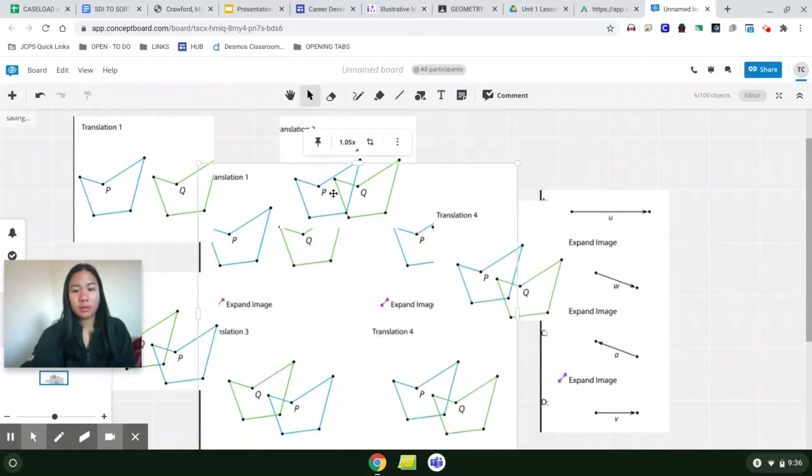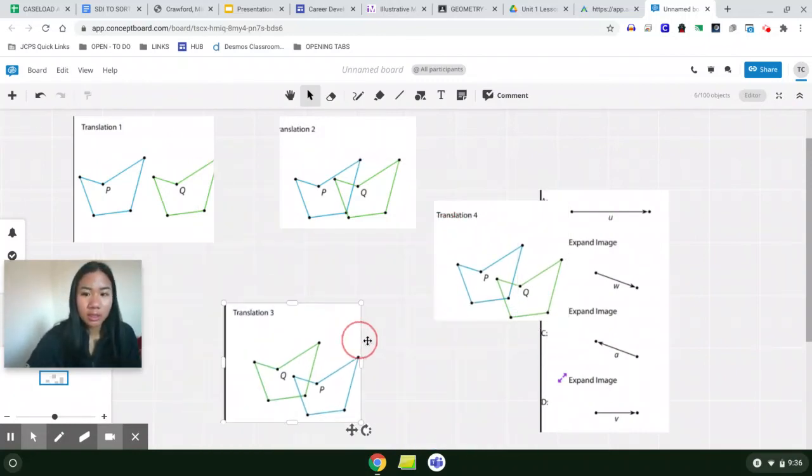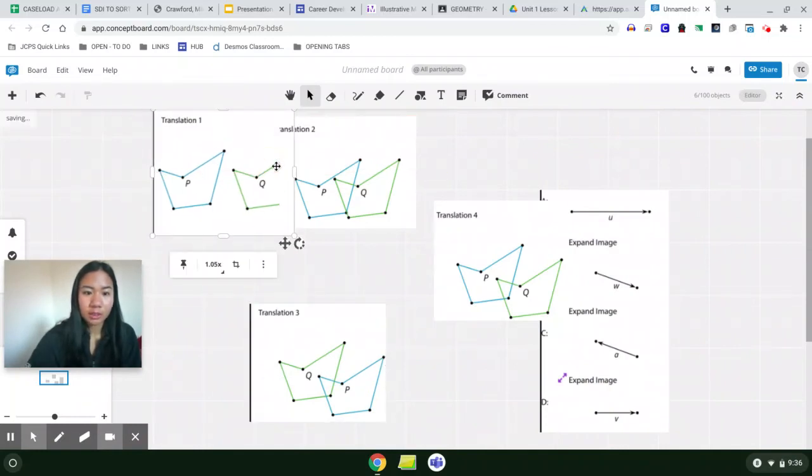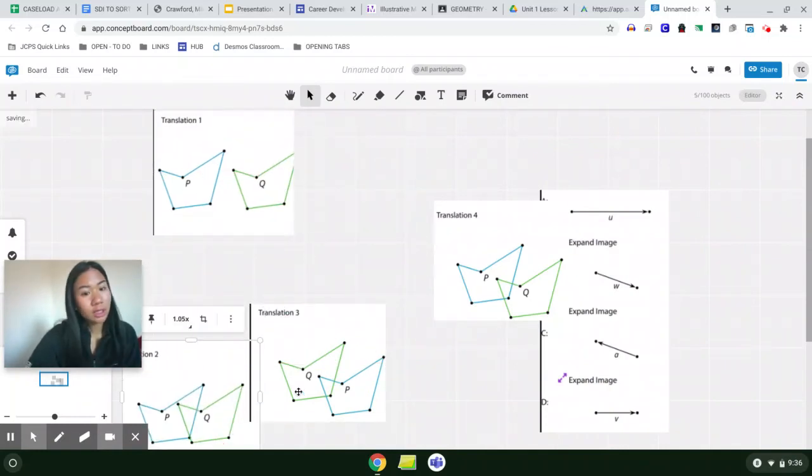Perfect. Okay, so here, this is what I have. I have different translations, okay? We're going to do one translation at a time.